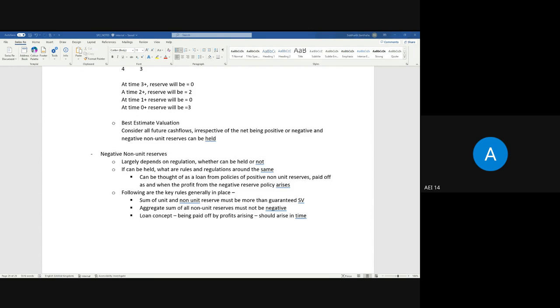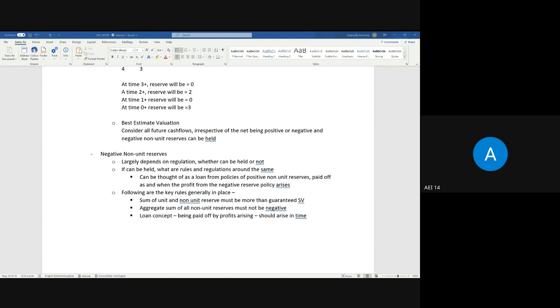So on an individual policy level, you can have individual policies which have a negative non-unit reserve, but on an aggregate level, when you sum up the non-unit reserves of all the policies, it should not be negative, right?